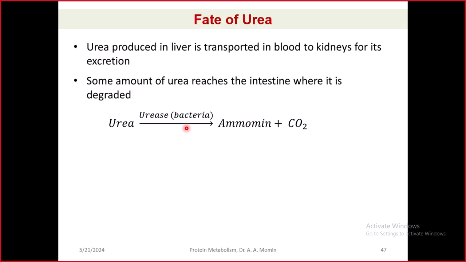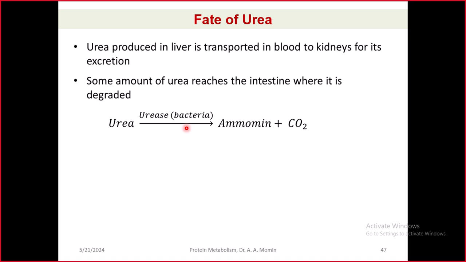What happens to urea? Now urea is formed from ammonia. What happens to it? Urea produced in the liver is transported in the blood to the kidneys for its excretion. The only function of urea in our body once it is formed is to get excreted. No other function. Okay?